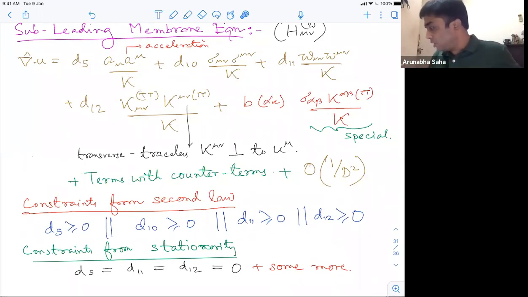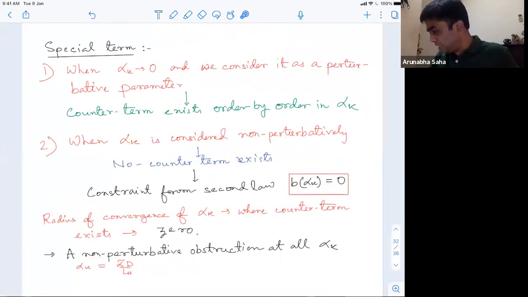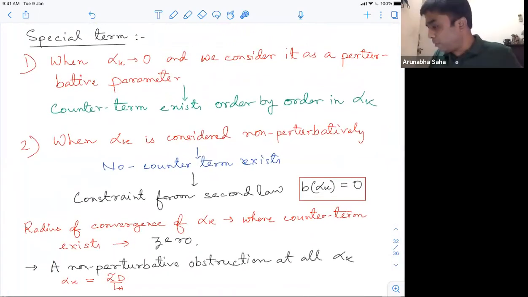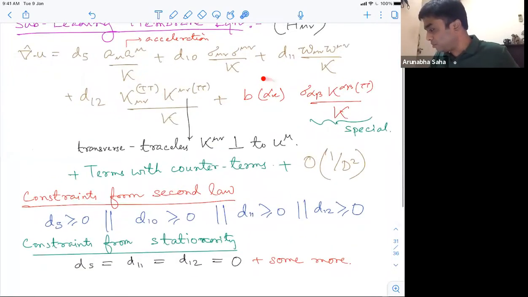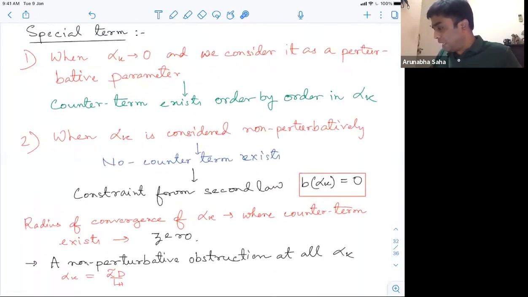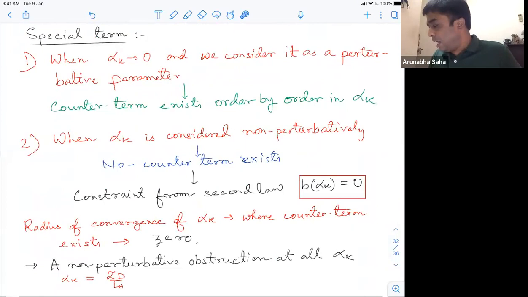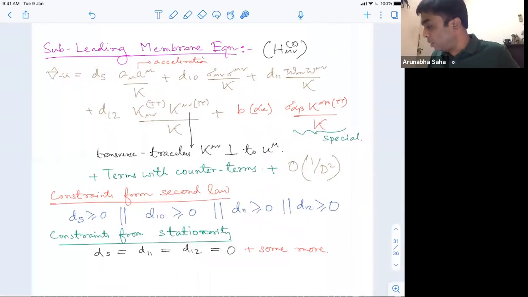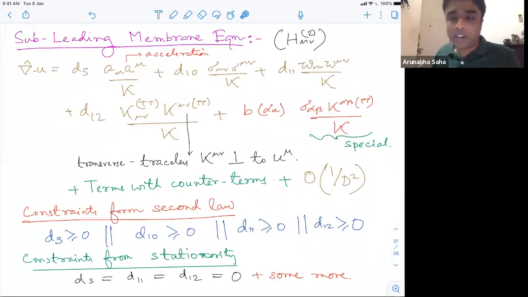Okay, so now let's move on to this term. I will not tell you the details, but the point is that if you are working perturbatively in this alpha k goes to 0 limit, and alpha k was the parameter in terms of which these transport coefficients were written, if you take it to the alpha k goes to 0 limit and treat it as a perturbative parameter, then you can always find a counter term for this object, but order by order in alpha k you always move the problem to the next order.